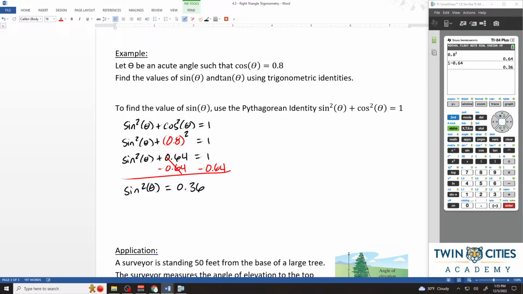And if sine squared of theta equals 0.36, then I can take the square root of both sides to get just sine of theta. So sine of theta is equal to, let's take the square root of 0.36. All right, looks like sine is 0.6.